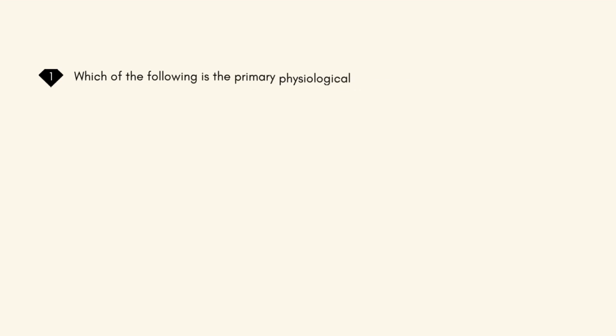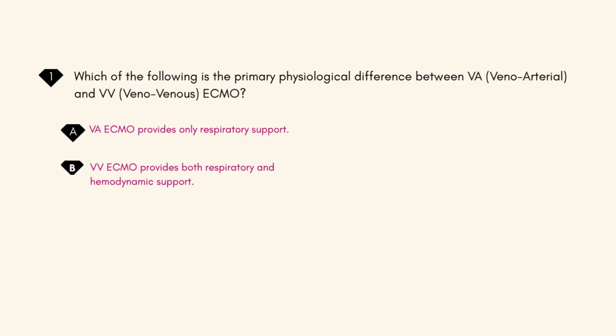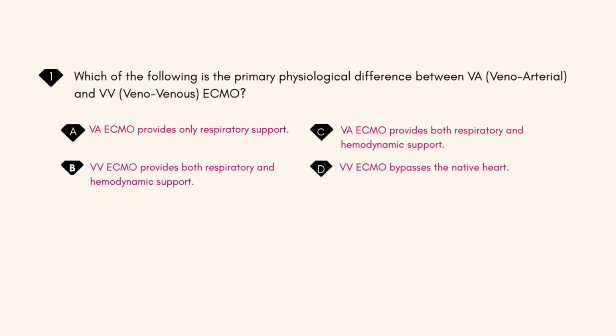Which of the following is the primary physiological difference between VA (veno-arterial) and VV (veno-venous) ECMO? A. VA ECMO provides only respiratory support. B. VV ECMO provides both respiratory and hemodynamic support. C. VA ECMO provides both respiratory and hemodynamic support. D. VV ECMO bypasses the native heart. Answer: C. VA ECMO provides both respiratory and hemodynamic support.